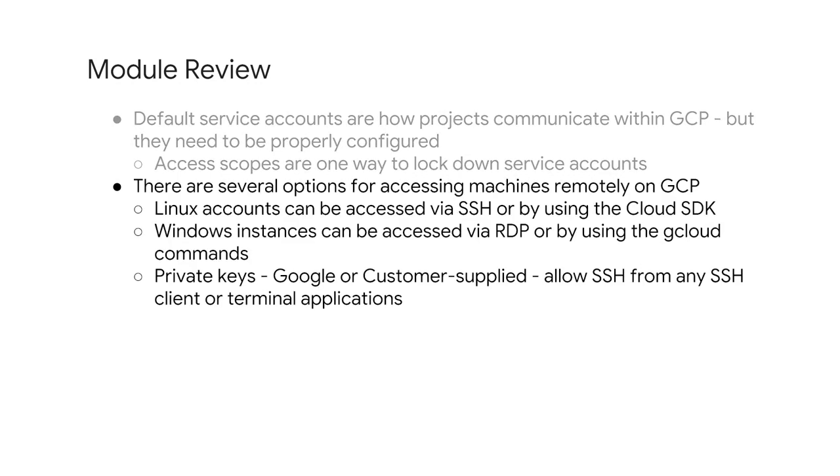There are several options for accessing machines remotely on GCP. By default, Linux instances on GCP are accessed with SSH and require a username and an SSH key for authentication. Password authentication is disabled by default. It is also possible to connect to a Linux instance via SSH using the gcloud SDK. Windows instances are accessed using RDP and require a username and password to authenticate. The username and password can be set by the GCP console or using gcloud.